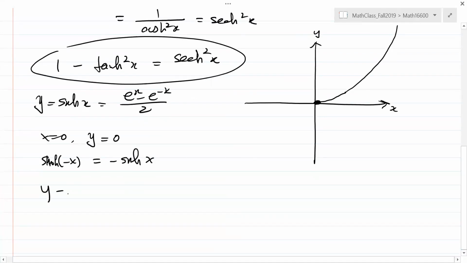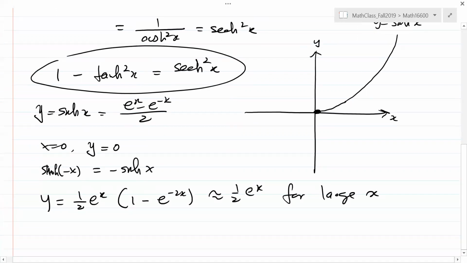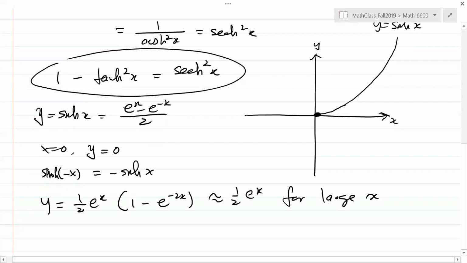So look at this. You take e to the x out, right? So this is almost equal to e to the x for large x, right? Half of e to the x. So it's an increasing function. Okay, so you can get the asymptotic behavior of the graph. And then since it's symmetric about the origin, the other part must look like that.